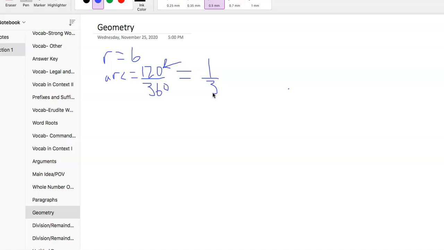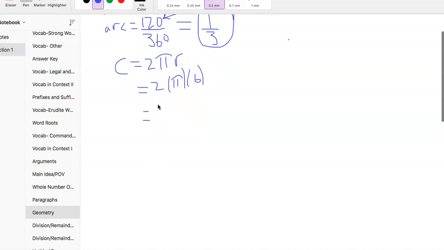Okay, so now we need to know the formula for circumference of a circle. Circumference equals 2 pi r. Then we're going to apply this 1/3 at the end. So let's just find the circumference, and then we're going to multiply it by 1/3, and that's going to be our answer. C equals 2 pi r, so 2 times pi times 6. Okay, and that's 12 pi, yes?